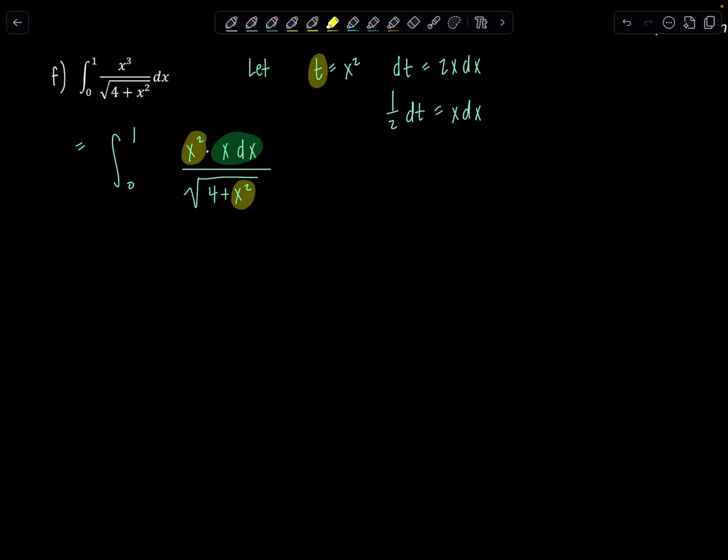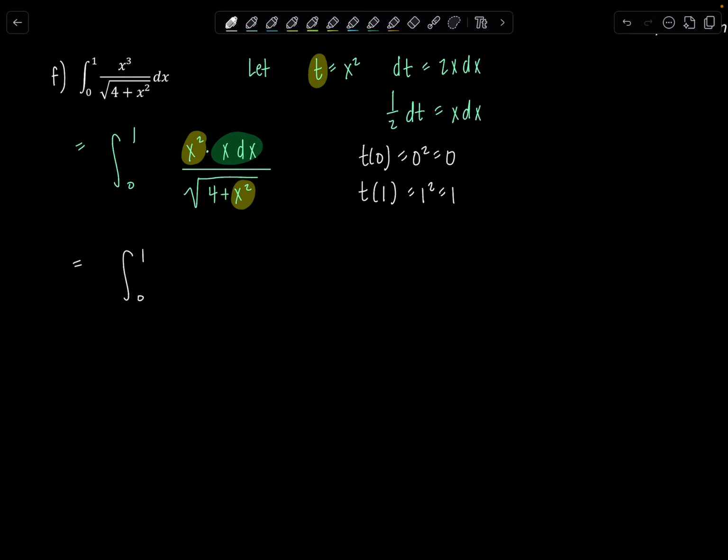We also need to change our limits of integration. 0 and 1 belong to the variable x. I need to figure out what they are in terms of t, but 0 squared and 1 squared stay the same. So lucky for us, we have the same limits. So t of 0 is 0 squared, which is still 0. And t of 1 is 1 squared, which is still 1. That does not always happen, okay? So please check. So let's rewrite this integral now, all in terms of t.